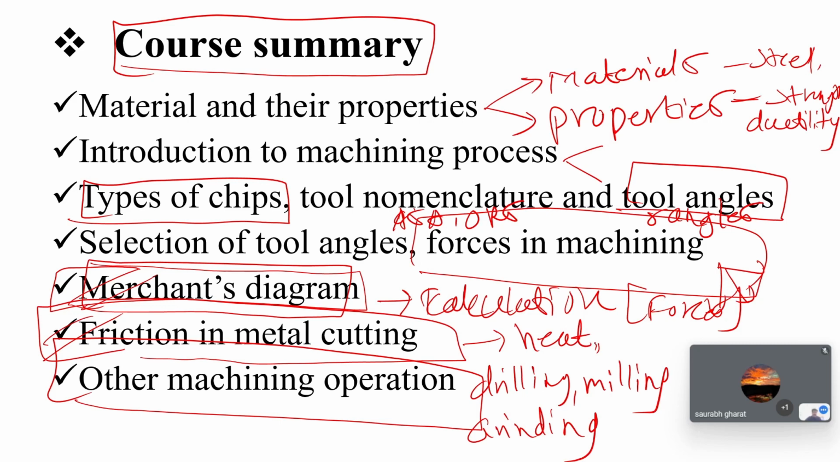So friction in the metal cutting process: how we are controlling it, and how it is affecting the process parameters. This part, like heating and lubrication, will come into the picture, and the other machining processes, drilling, milling, and grinding, will also come in. In those the friction will be there too, but here we are focusing on cutting only. It is applicable for most of the cases. So friction is everywhere in metal cutting.